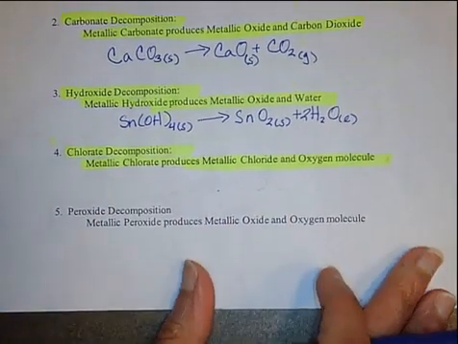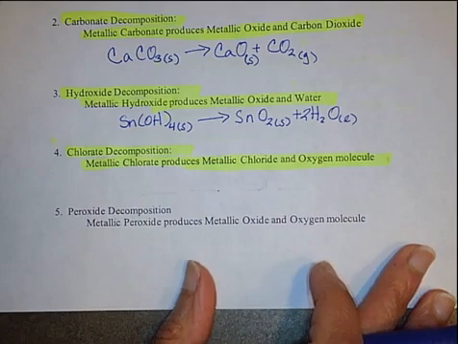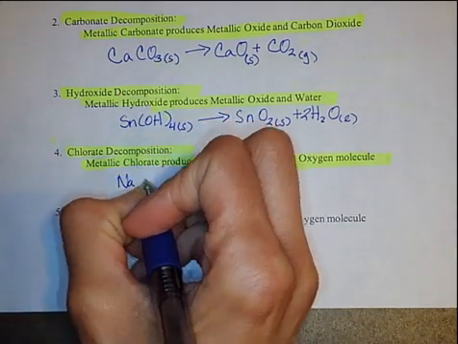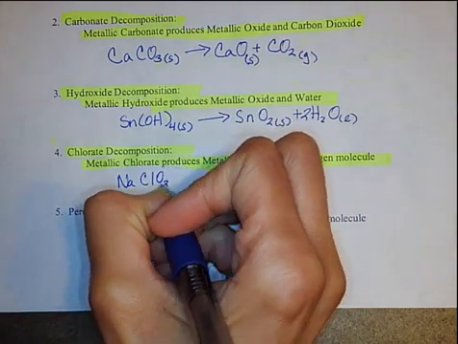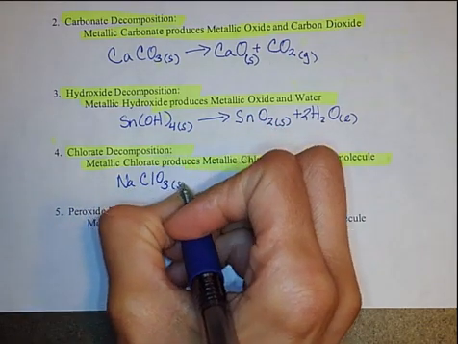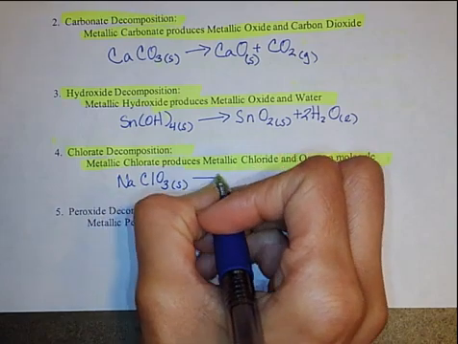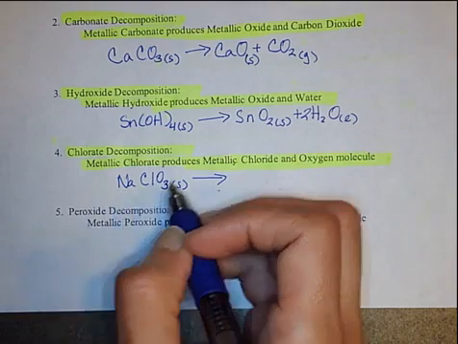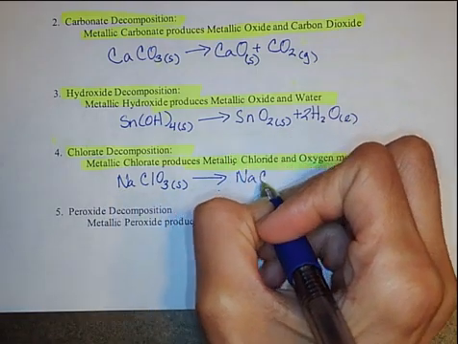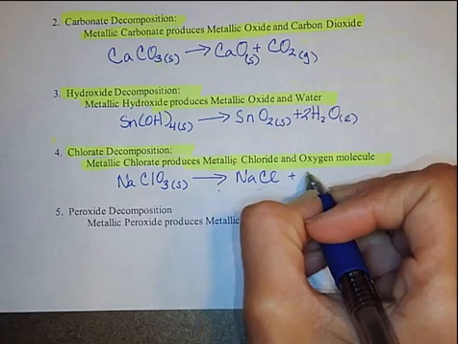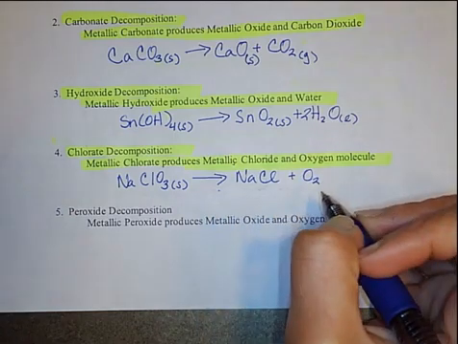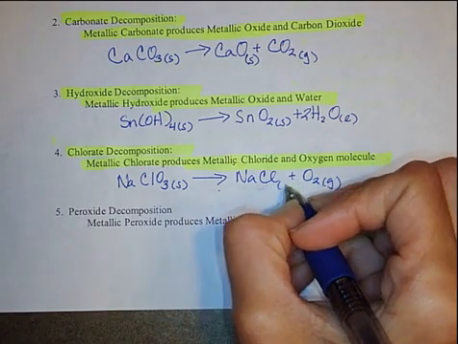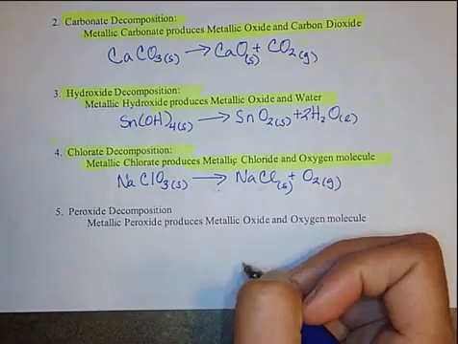So chlorate in this case would be ClO3 minus 1. So I'm going to pick sodium chlorate, and that is a solid. That will produce a metallic chloride, so it's sodium chloride, plus oxygen molecule, which is O2. Okay, this is a gas, this is a solid, and then sodium chlorate is also a solid.